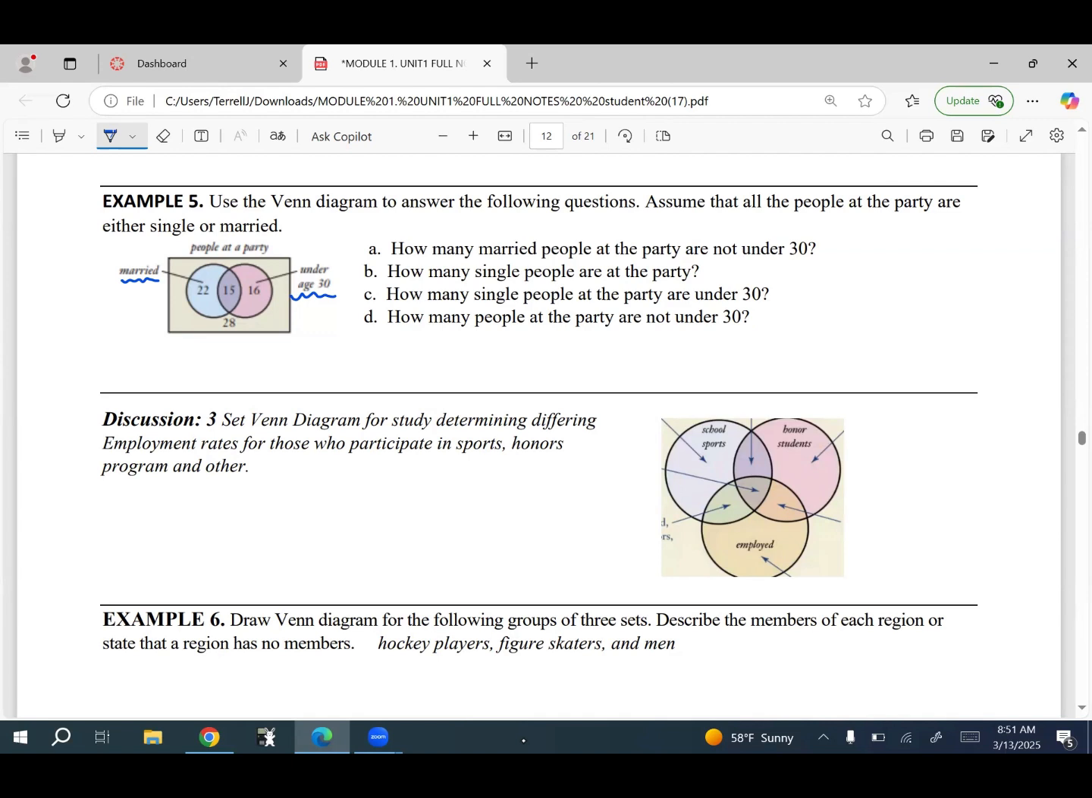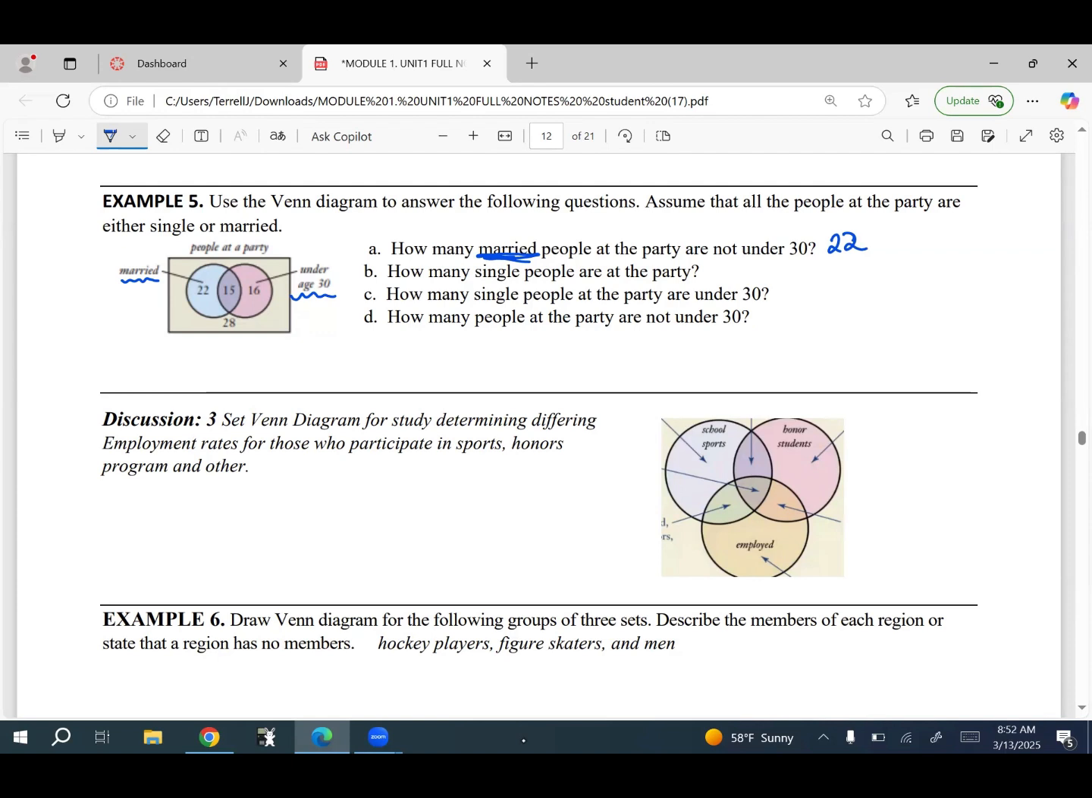So going back to the question, how many married people at the party are not under 30? Well, we know they have to be married, right? Because the question states that. This 22 here, so I'm looking at the married circle. Only the value 22 represents people that are strictly married and has nothing to do with this pink circle, which represents under age 30. So strictly married and not under 30 would just be 22.